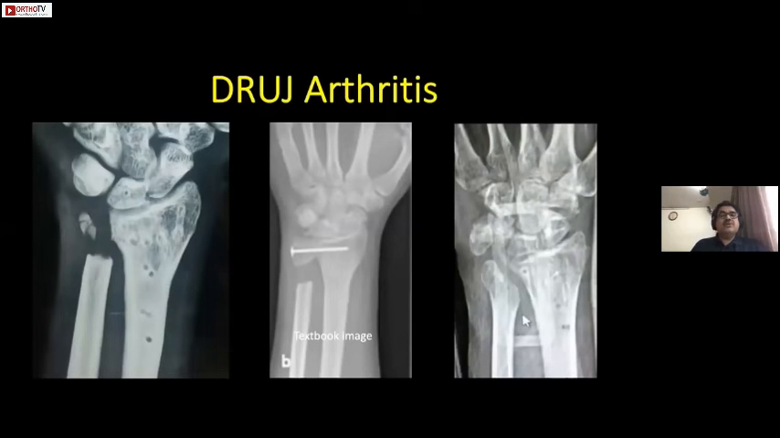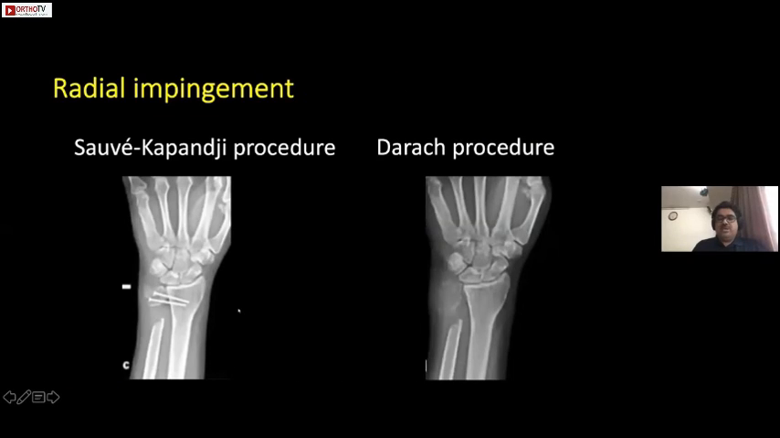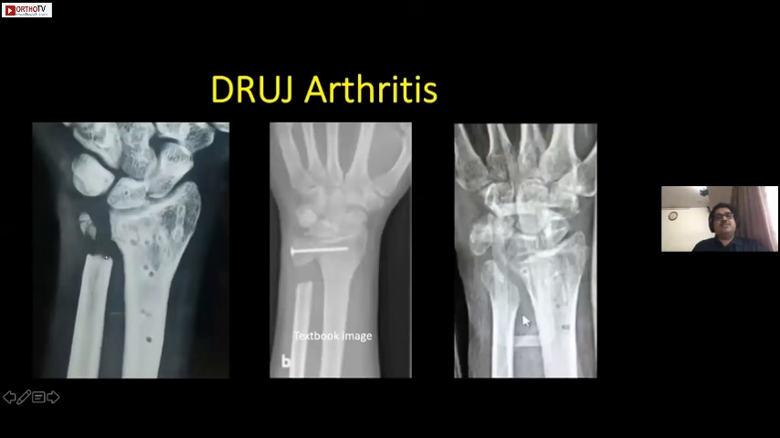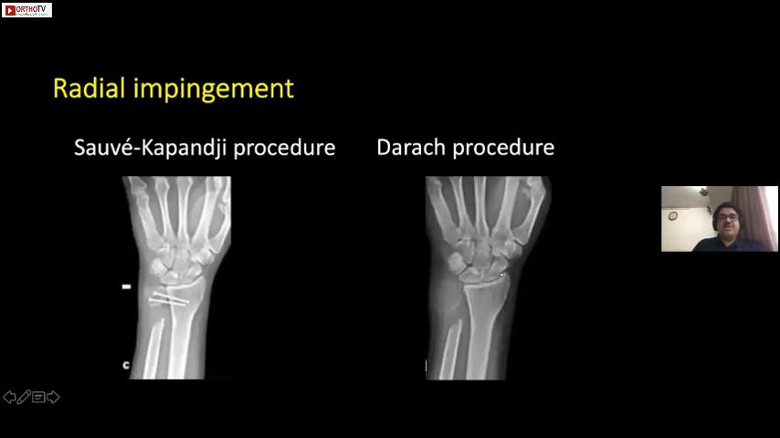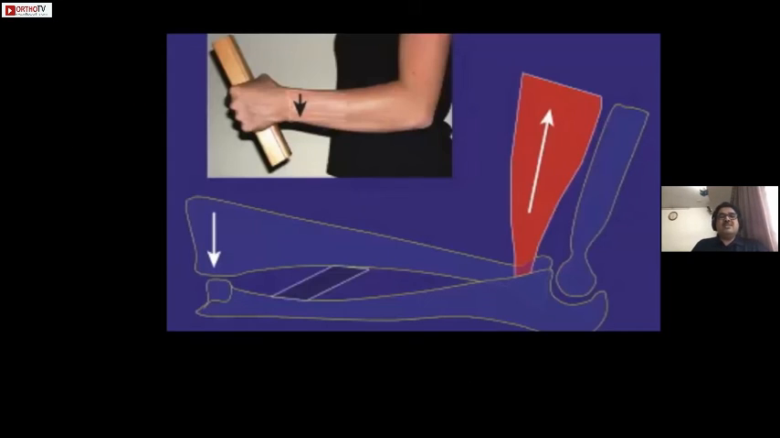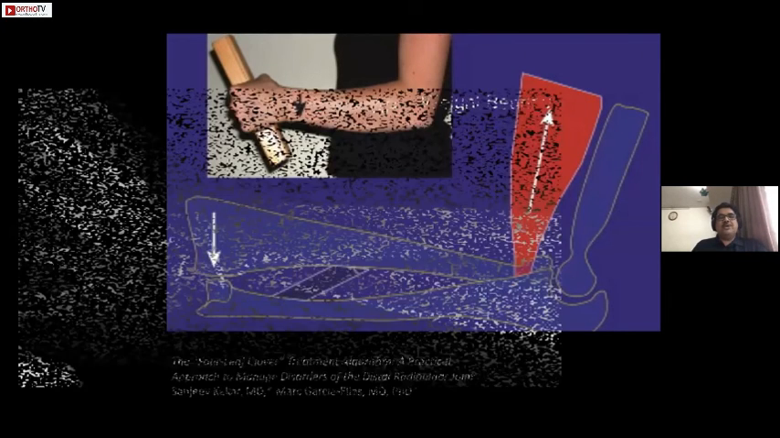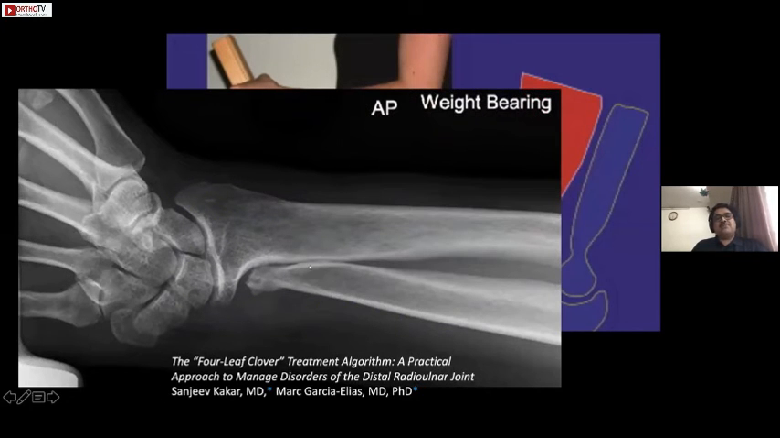So for DRUJ arthritis, now we have these three options. One is a DARA procedure, one is a Sauvé-Kapandji procedure, and a hemiresection. No matter what we do, really, the problem with all these is an unstable ulnar stump, and eventually there's a radial impingement of the stump. This especially happens during loading. Remember, DRUJ is a load-bearing joint, so the ulnar stump keeps rubbing onto the radius, and it can be painful.